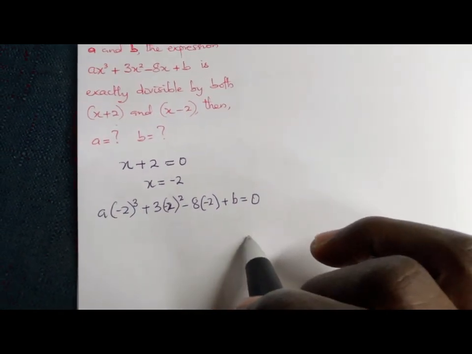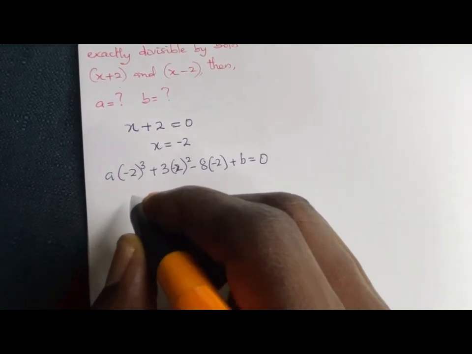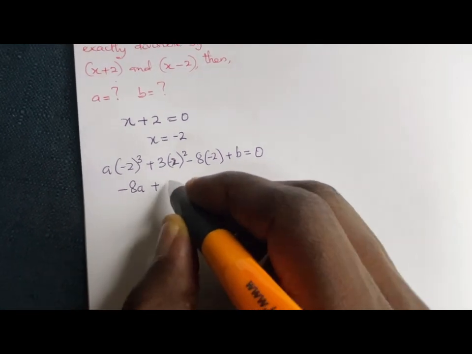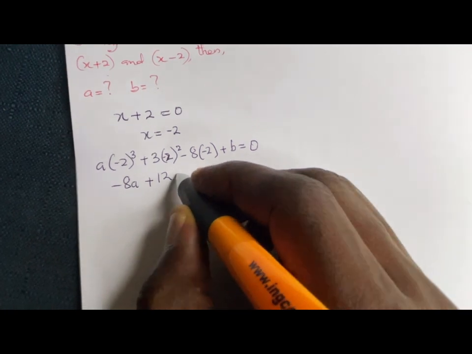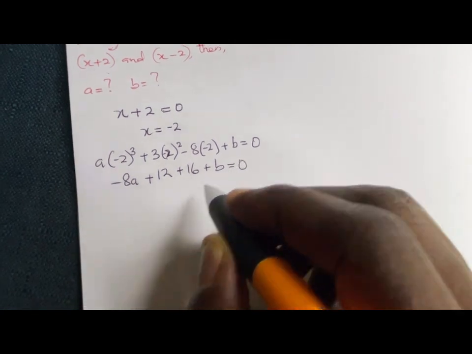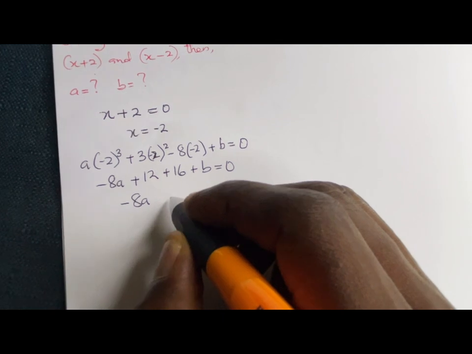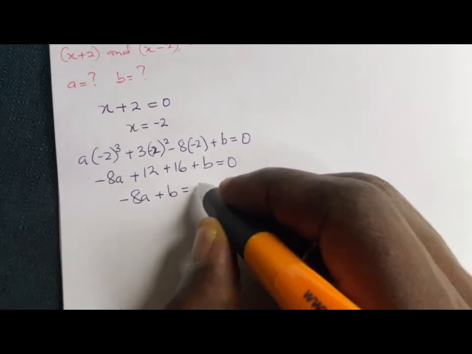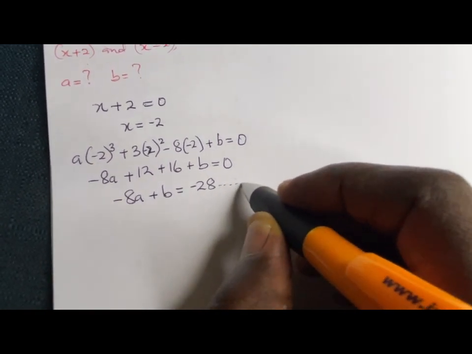So we simplify this, then we'll be getting negative 8a plus 12 plus 16 plus b equals 0. So we simplify this as well. So we have negative 8a plus b equals negative 28. So we can make this our first equation, equation 1.